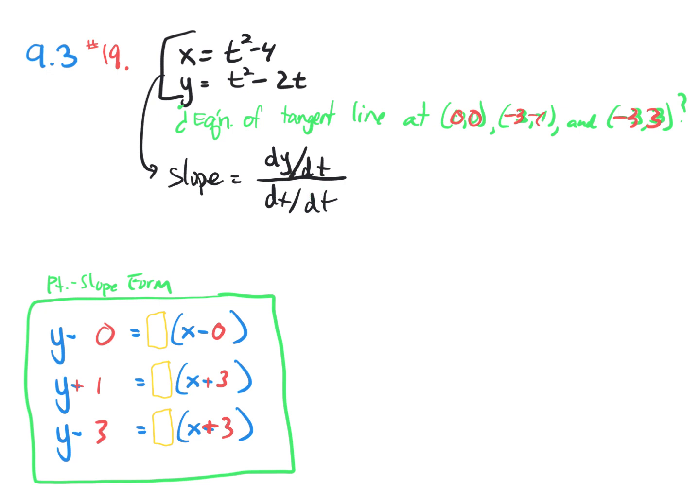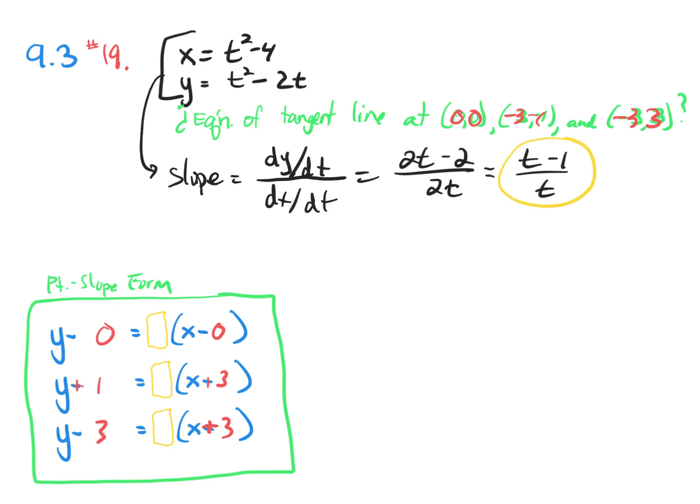All right, so in this case, dy/dt, you can see, is 2t minus 2. And for the denominator, dx/dt, that's just 2t. And this simplifies to (t minus 1) over t. So we have our slope formula.